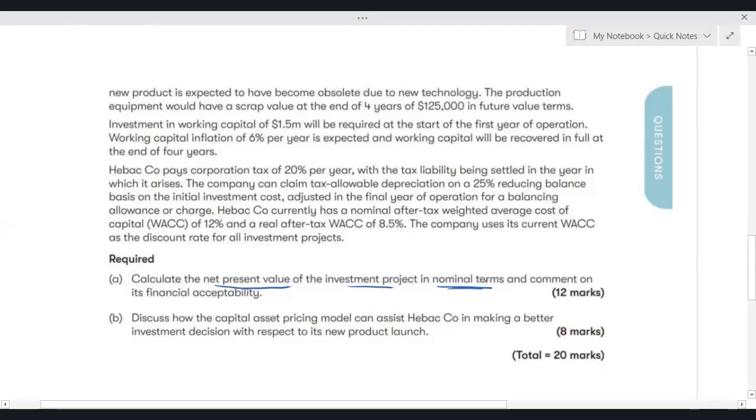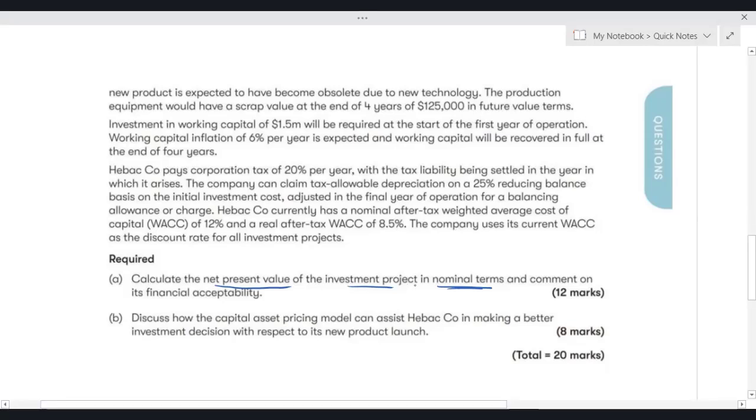What are the two more terms for nominal terms? Instead of nominal terms, the examiner can use in the future, let's say, monetary terms, another name is money terms. So nominal cash flow, money cash flow, or monetary cash flow all mean the same. The meaning is with inflation.